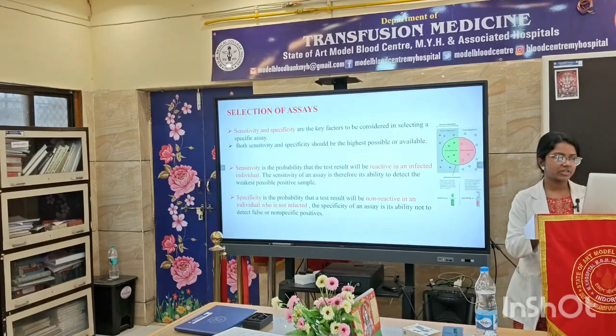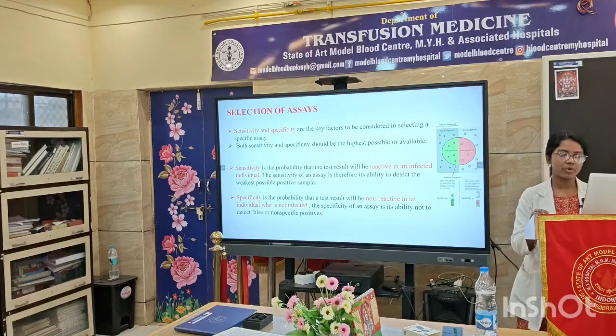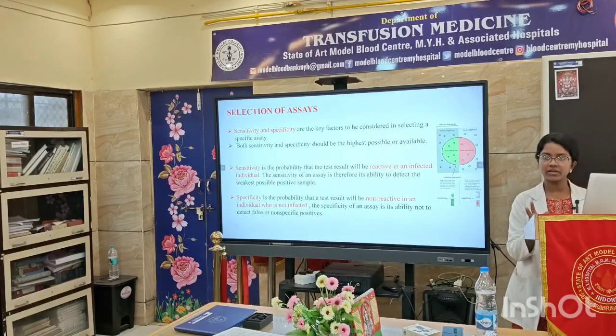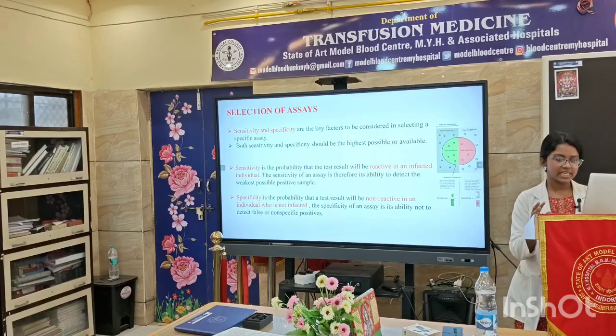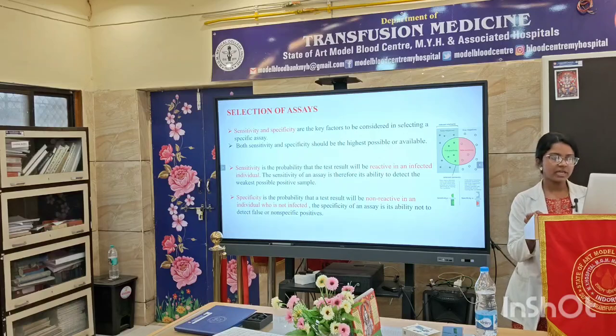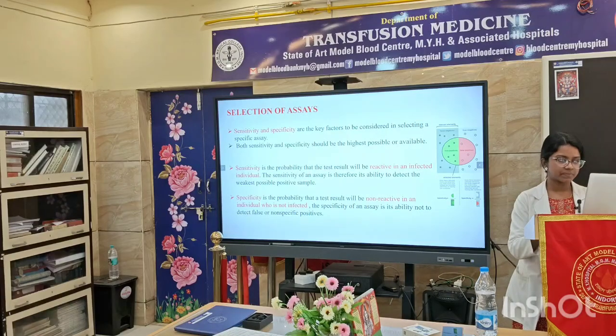So now we have calculated the mean and standard deviation, and we are going to see how we are going to select the assays. It should be sensitive and specific. Both sensitivity and specificity should be the highest possible values. As we know, sensitivity is the probability that the test will be reactive in an infected individual. The sensitivity of an assay is therefore its ability to detect the weakest possible positive sample. Whereas specificity is the probability that a test result will be non-reactive in an individual who is not infected. The specificity of an assay is its ability not to detect false or non-specific positives.